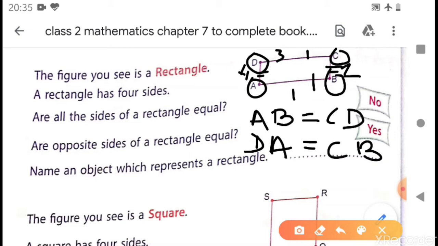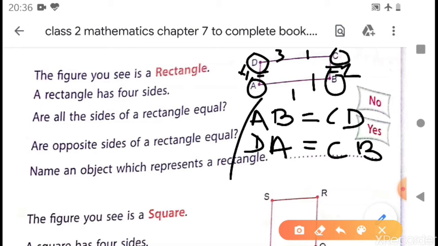The most common example is your mobile phone, which you are holding throughout the day nowadays, isn't it? The screen of your mobile phone. The screen is always a rectangle. It is not a square, it is not a circle, it is not an oval, it is not a triangle. The screen of a mobile phone is always rectangular in shape. So the most common example of a rectangle nowadays is the screen of your mobile phone, or the flat surface of your mobile phone, or the screen of your TV. Okay, this is an example of a rectangle.